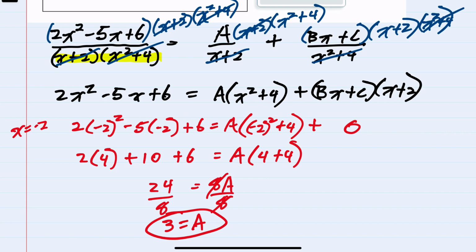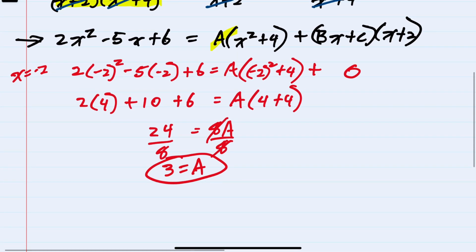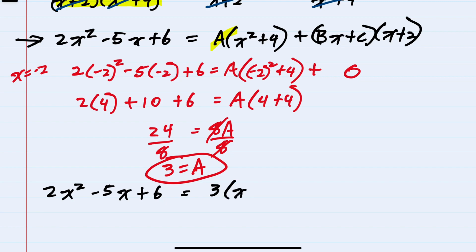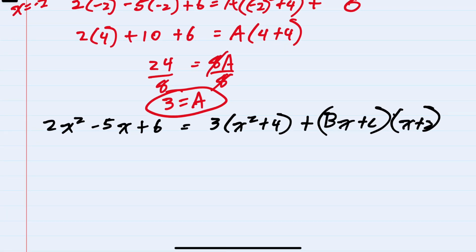We found our first unknown: a is 3. I now just need to find b and c. If I substitute this a back in, I can rewrite this equation with the known value of a. That gives us 2x squared minus 5x plus 6 equals 3 times x squared plus 4, plus bx plus c times x plus 2. From here, all of our unknowns are in this piece, the b and the c. So I'm going to simplify as much as possible, first by distributing that 3 to be 3x squared plus 12.